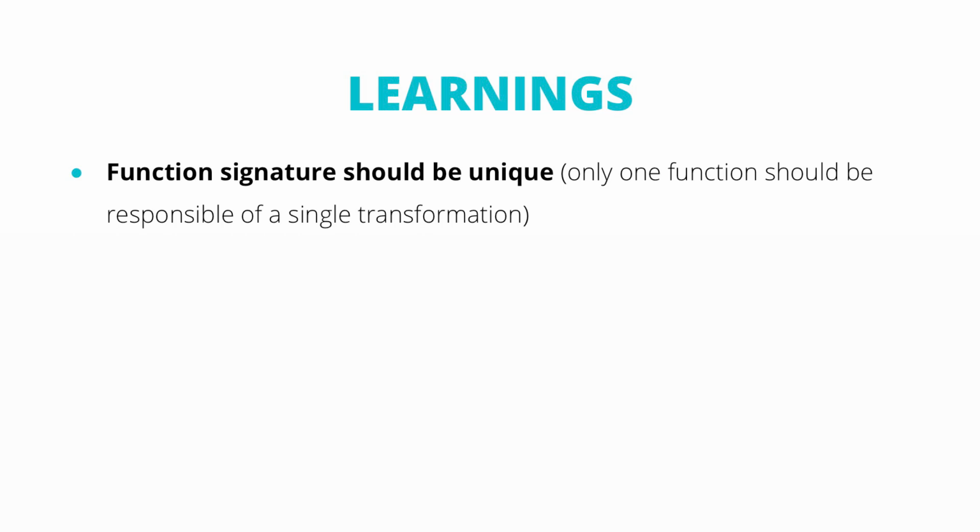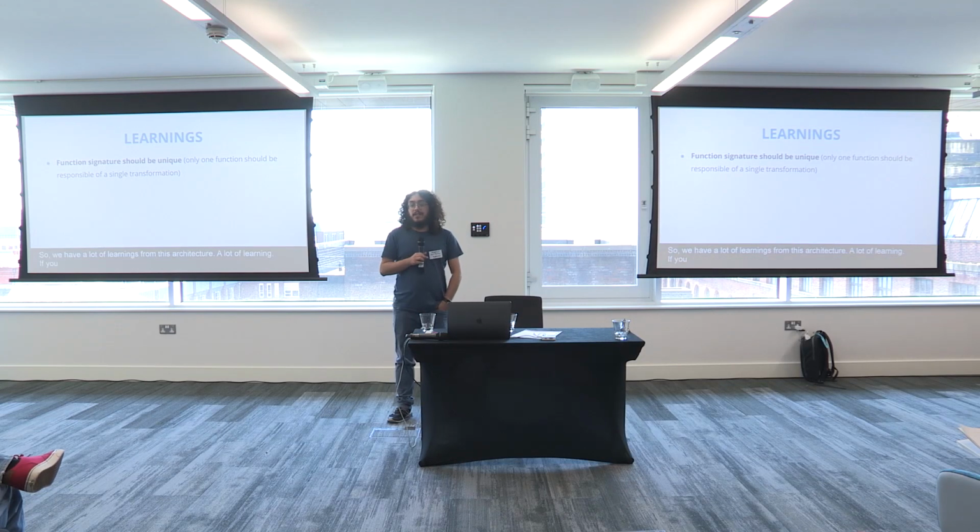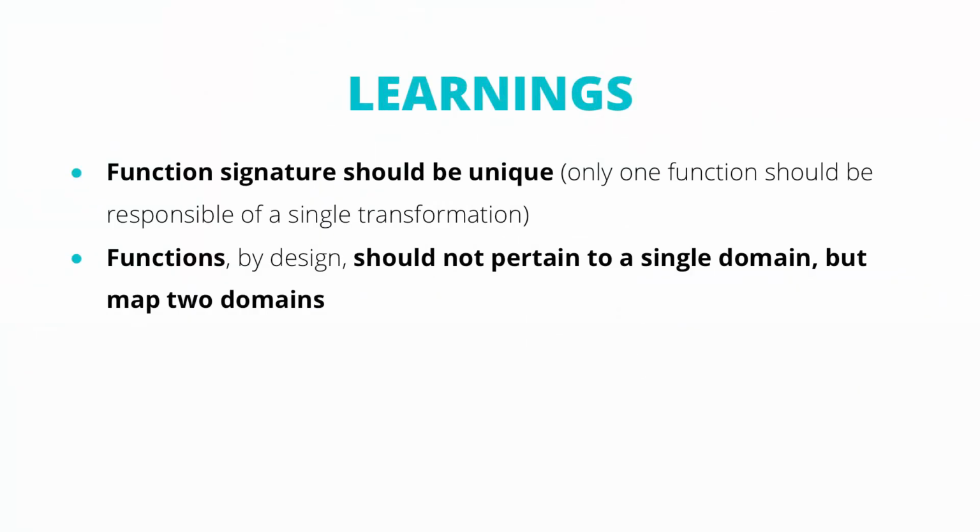So we had a lot of learnings from this architecture, a lot of learnings. If you see everything as functions, the signature should be unique, because the signature is actually the contract of the function. So it doesn't make any sense for us to have functions that have the same contract, because it means that they are doing the same thing. And functions do not pertain to a single domain, but map 2 domains.